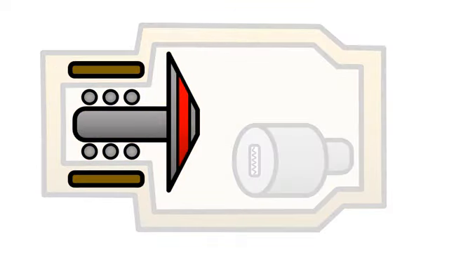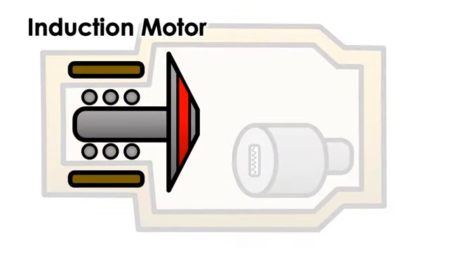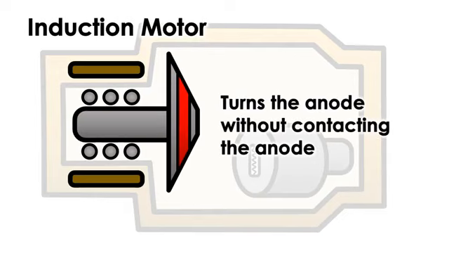So what exactly turns a rotating anode? This is what we call the induction motor. The induction motor is an important part of these rotating anodes. They can't rotate without them. So the induction motor turns the anode without actually touching or contacting the anode. That's why it's called an induction motor. It induces the anode to spin.